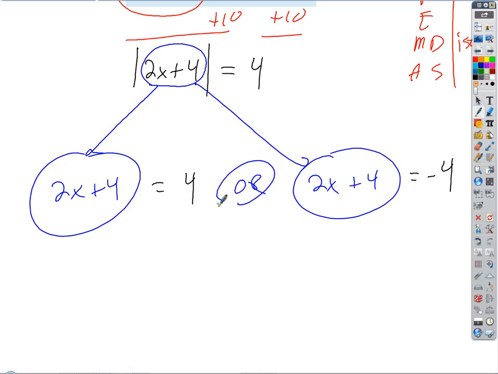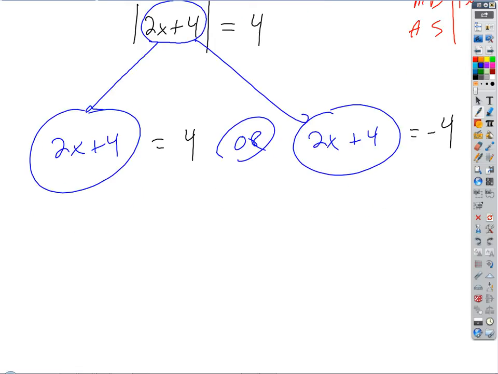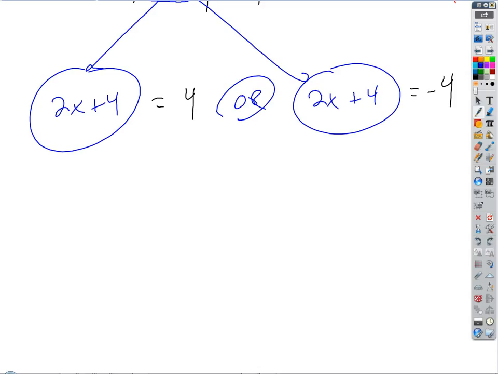2x plus 4 equals 4, or 2x plus 4 equals negative 4. Now all I do is what? Solve them one at a time, and that's easy, right? Those are simple ones to solve. So what do I do over here to get the x by itself? Minus 4.